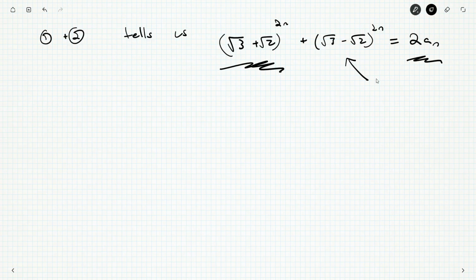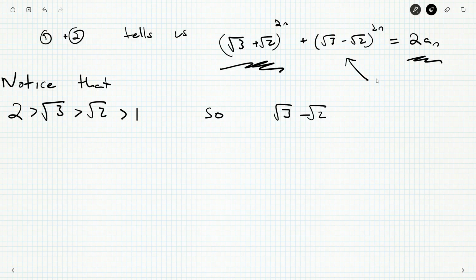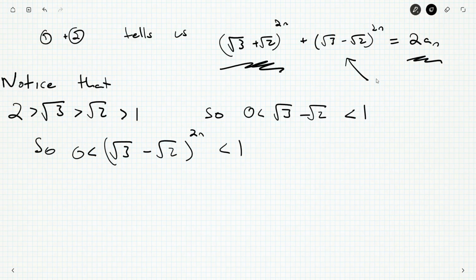Because what I'm going to say is now root 3 is greater than root 2, and these guys are between 2 and 1. So we'll make this an actual sentence. Notice that these guys are between 2 and 1, so root 3 minus root 2 is less than 1, but still positive. So this is something that starts off 0 point blah blah blah. Well, if I raise it to the 2n, it's still going to be between 0 and 1. And so this is the real inequality that we need.